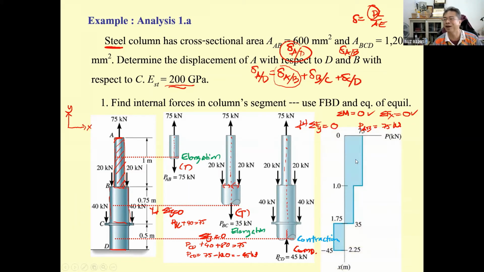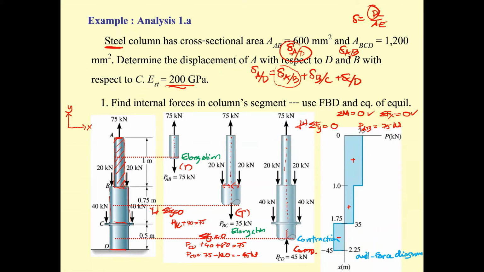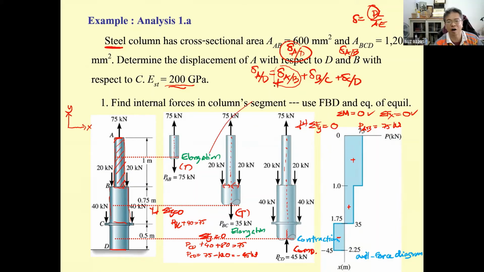And then if you plot the so-called axial force diagram, you will get the first one in tension of 75, so this is plus, and this is tension 35, plus, and the last one, contraction, is negative. So this provides the elongation, this provides the elongation, and this one provides the contraction.